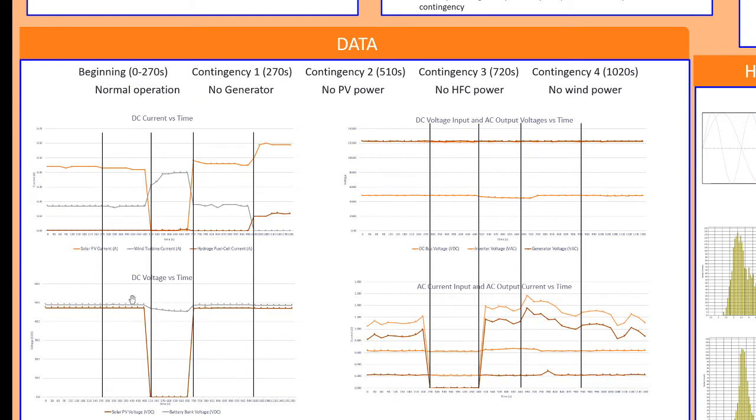From there, nothing really gets affected over here because this is all with the renewable sources. Over here though, we see the generator voltage. It's this one up here. Nothing really changed. Voltages for generators really aren't going to change.